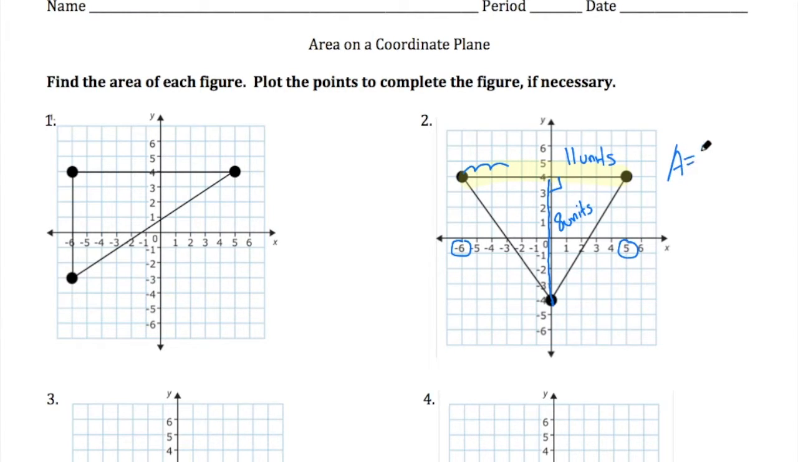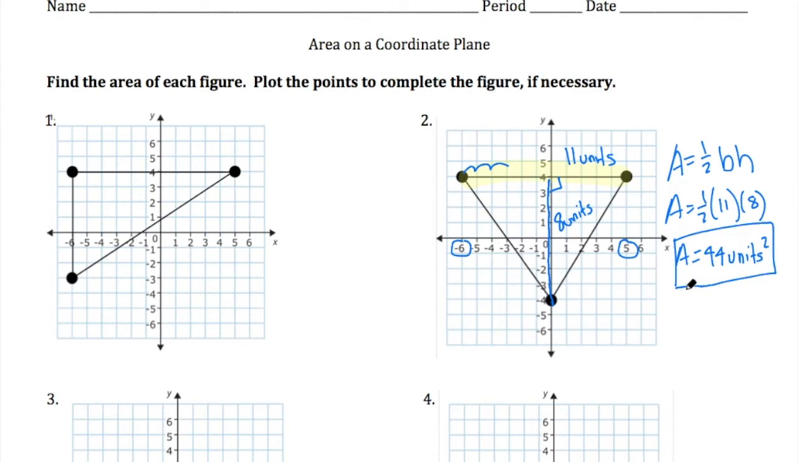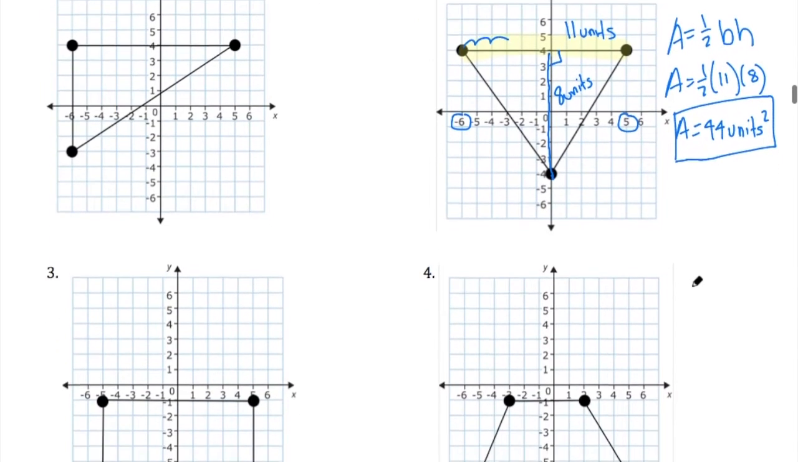So we're going to use our formula for the area of a triangle, 1/2 base times the height. So area is equal to 1/2 11 times 8, and that's going to give us 44. We'll call that units squared. Again, we don't have a specific unit. We're just going to call them units squared. Great. Let's just try a few more on the coordinate plane.